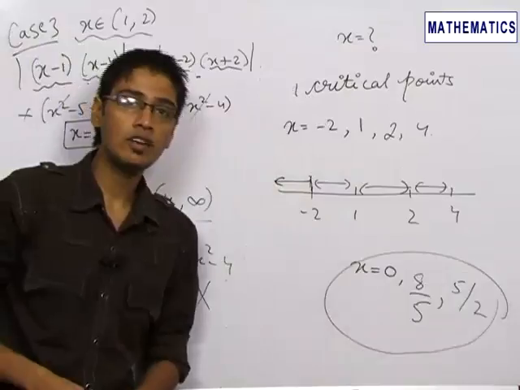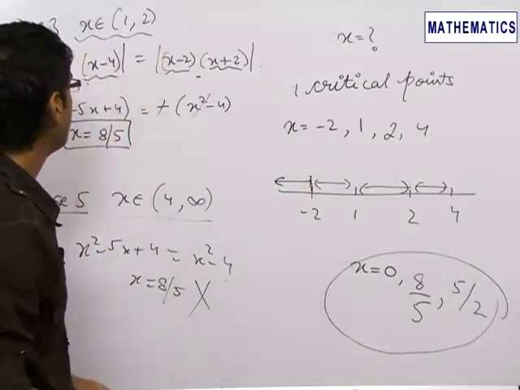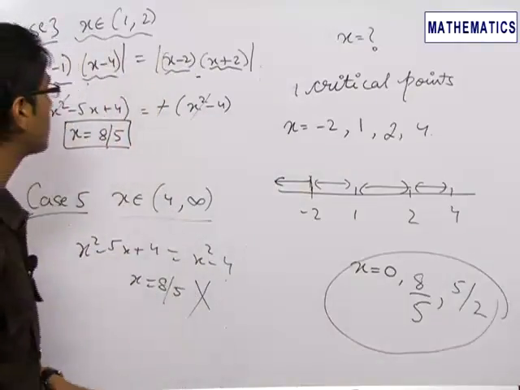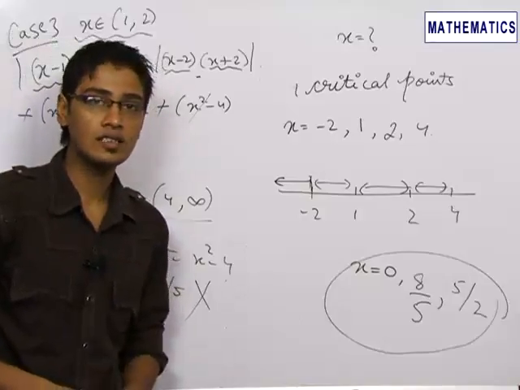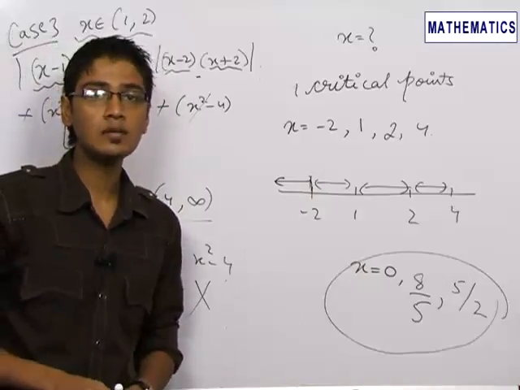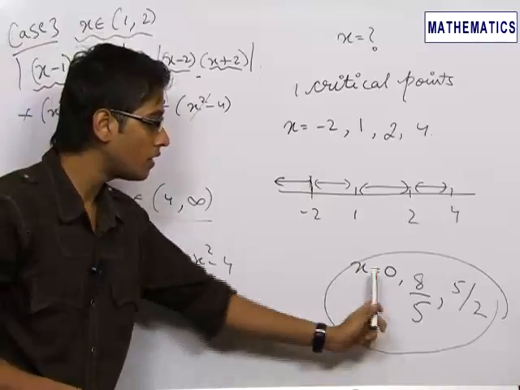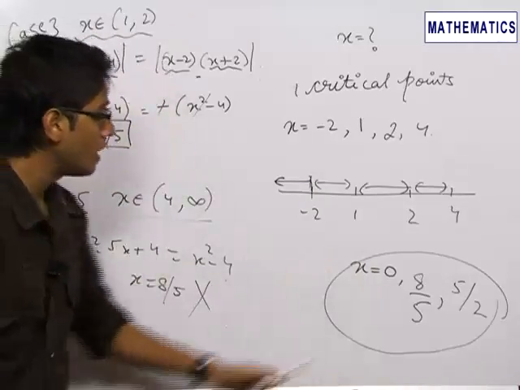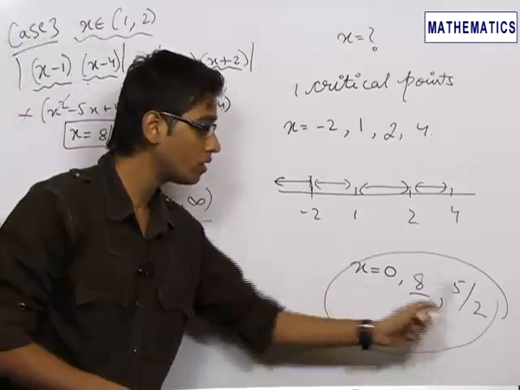In the given question, we learned how to open modulus signs in different situations when the given factor is greater than 0 or when the given factor is less than 0. So we need to remember these concepts for the forthcoming chapters. And the final values of x satisfying the given equation are x equals 0, x equals 8 by 5 and x equals 5 by 2.